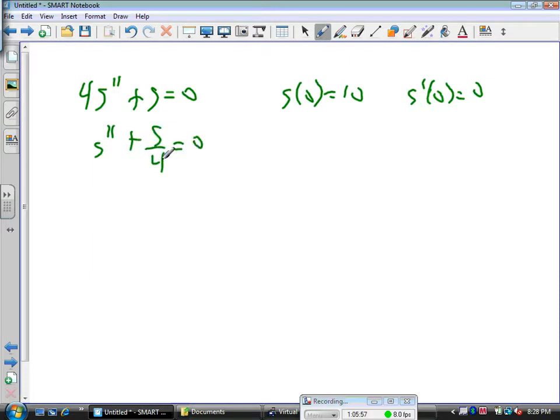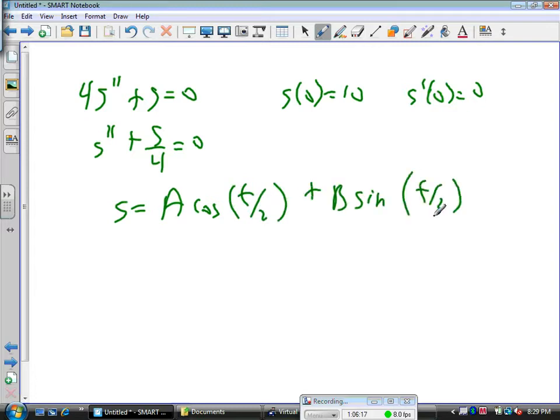So what's the coefficient of s? 1/4. That's omega squared. So what's omega? 1/2. Okay, so what's the general solution? S equals a cosine omega t, which is 1/2 t, plus b sine omega t, which is half of t.